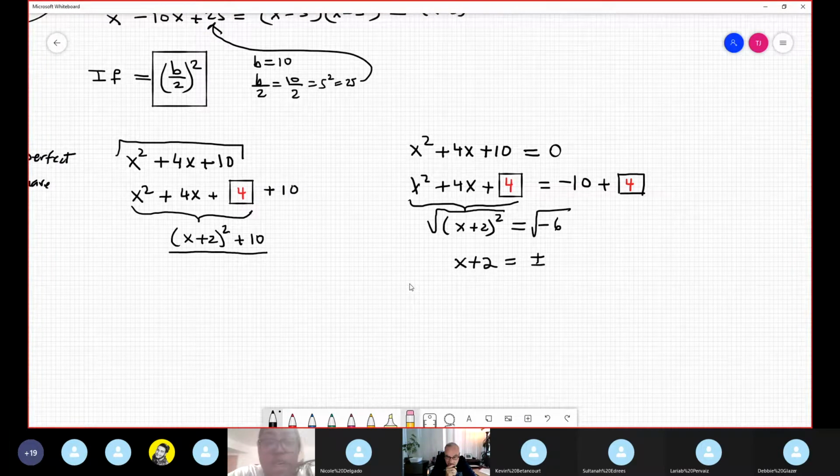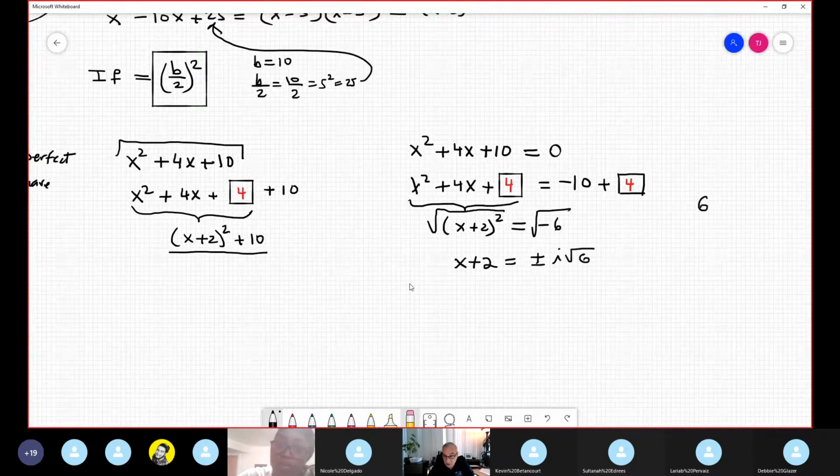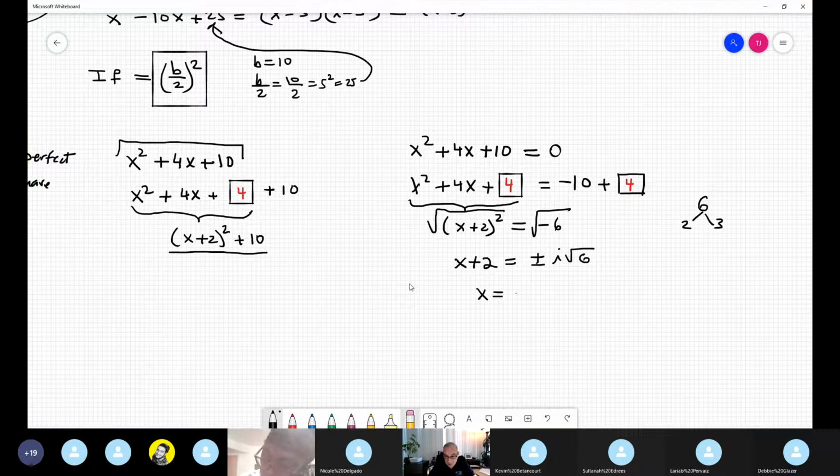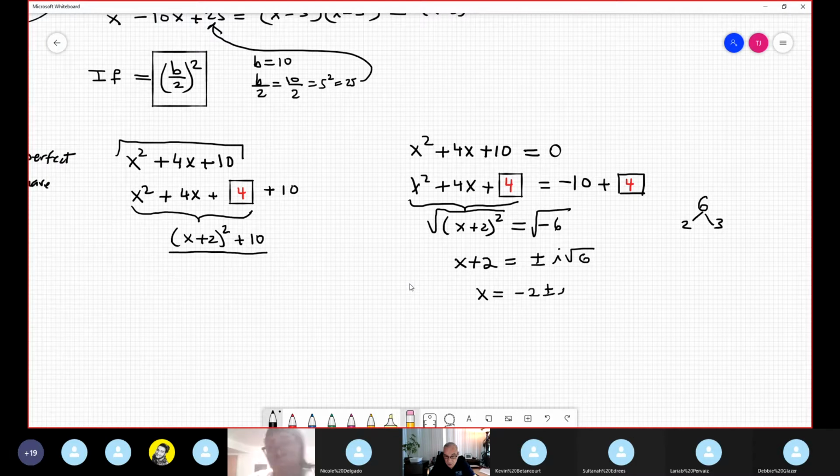Yeah, it'll be an imaginary number. Absolutely, yes. It's i radical 6, and radical 6 stays the same because 6 is only 2 and 3. We have no couple of factors here, so I leave it like that. So x is, finally, minus 2 plus or minus i radical 6. And this is my final answer. Beautiful.